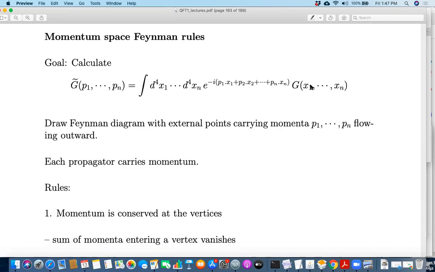What we did was that we started with the Feynman rules for this, which we had studied earlier, and we translated this into Feynman rules for computing G tilde. So the rule was the following: we draw a Feynman diagram with external points carrying momentum P1 to Pn, and we have chosen the convention that these momenta flow outwards. Each propagator also carries momentum, in fact, two momenta on the two ends.